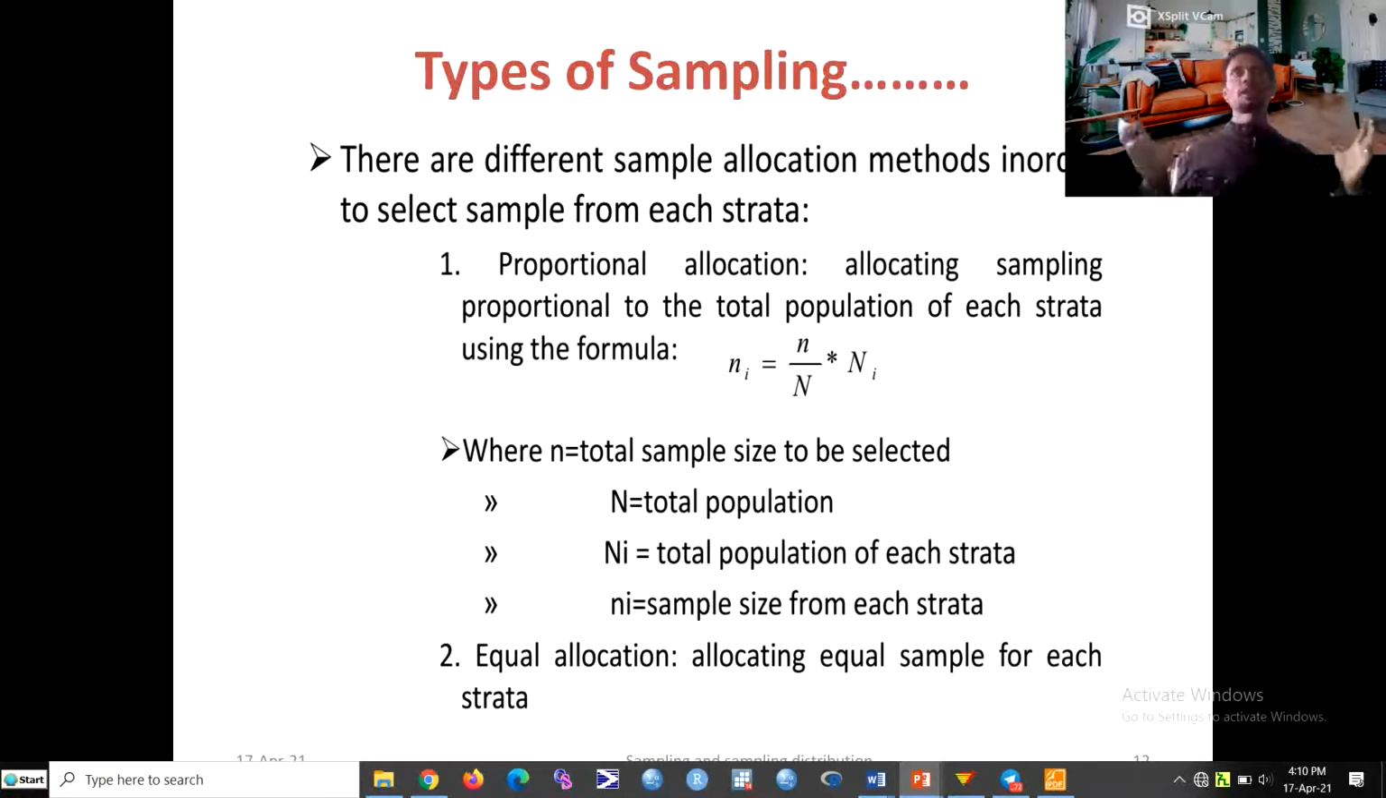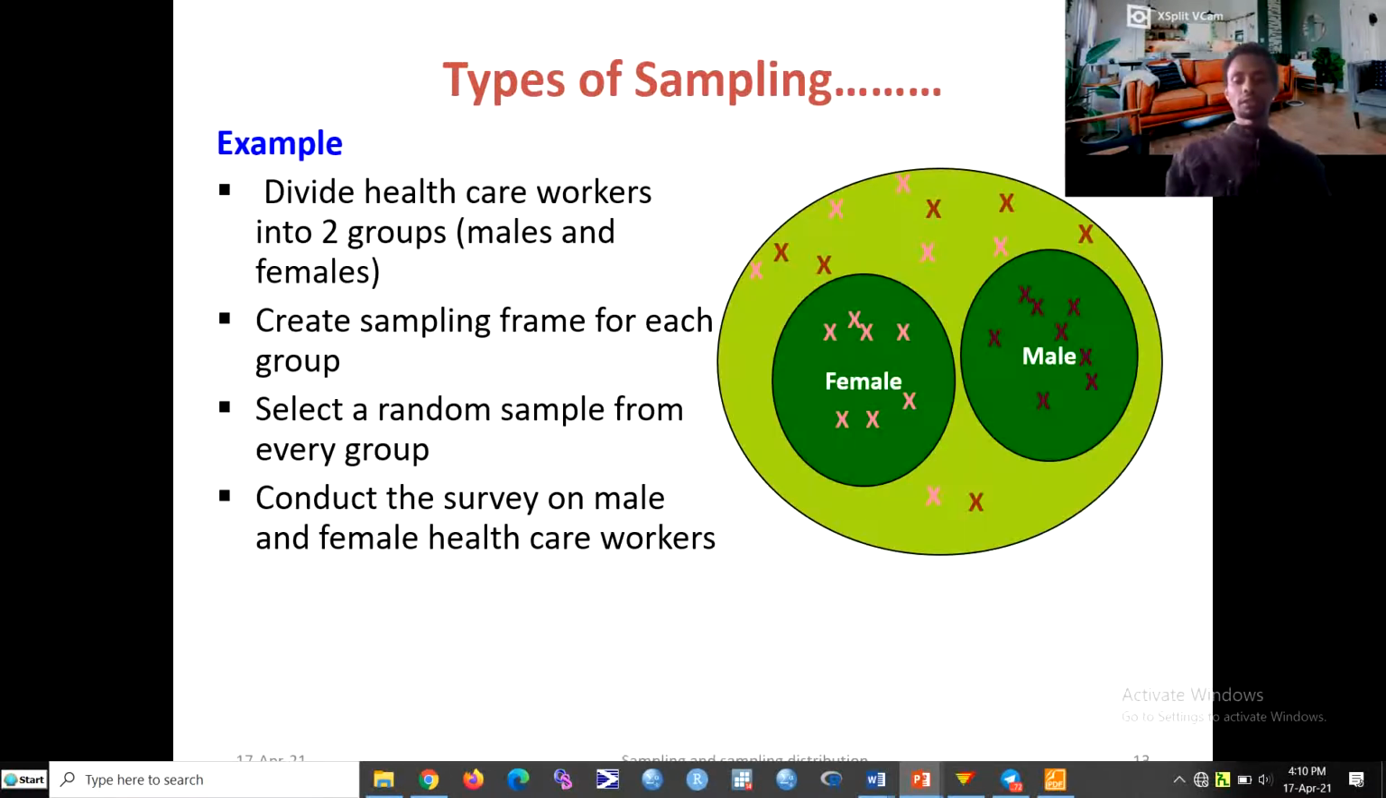If I have decided to take 50 samples, then if I have 5 strata, I will take 10 samples from each of the 5, and 5 times 10 will be 50, right? Then that's equal allocation.